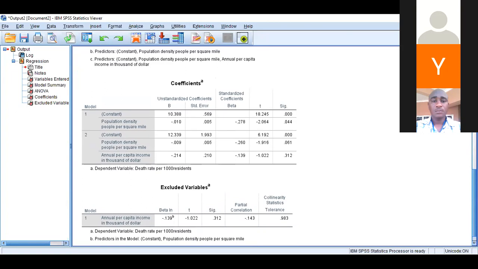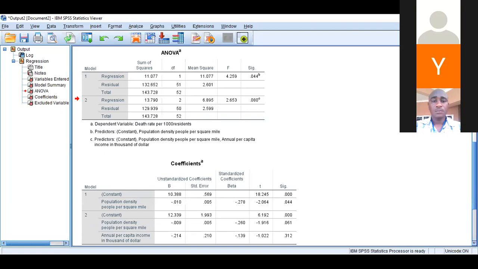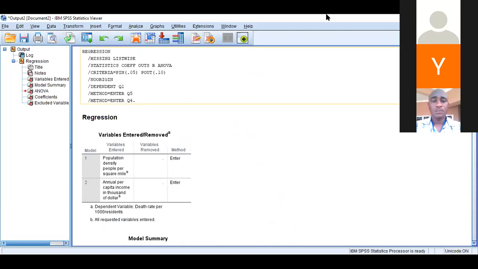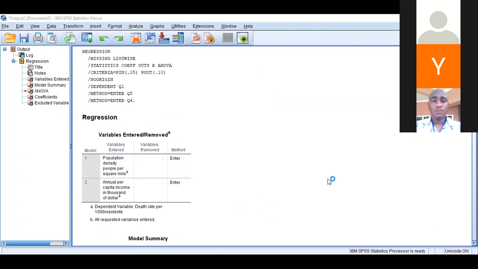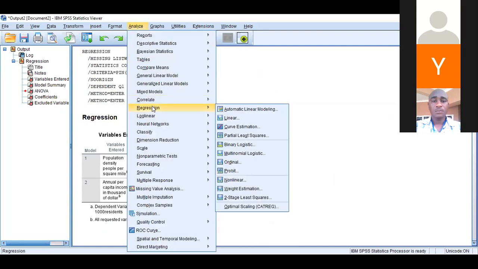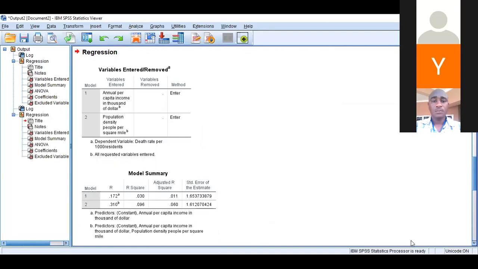And if you look at the annual per capita income, it is the second one. Okay, let's redo it now. Let's put annual per capita income as the first and see what it gives us. So we put annual per capita income, next population density. Let's see.